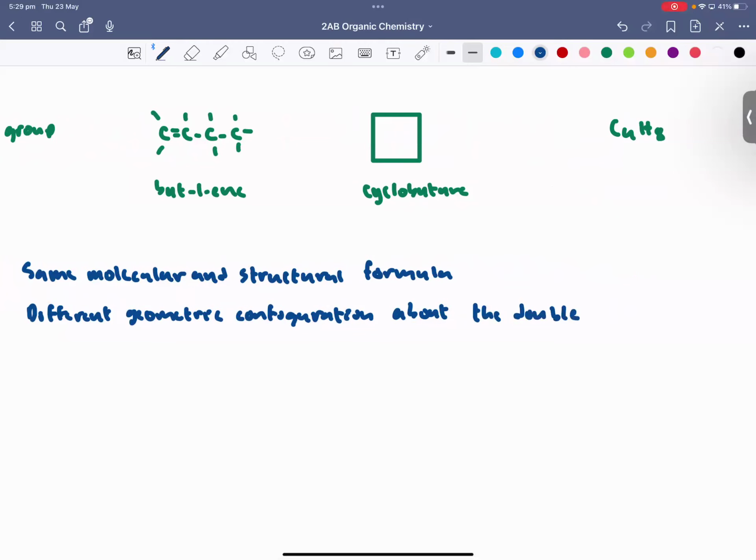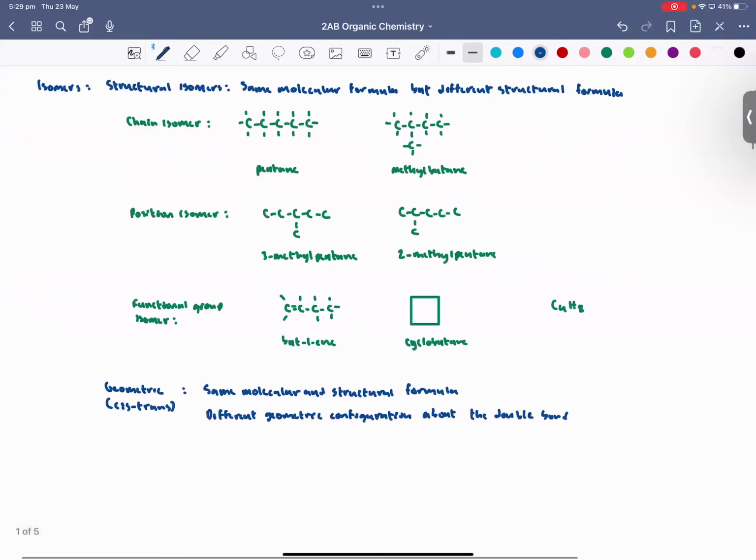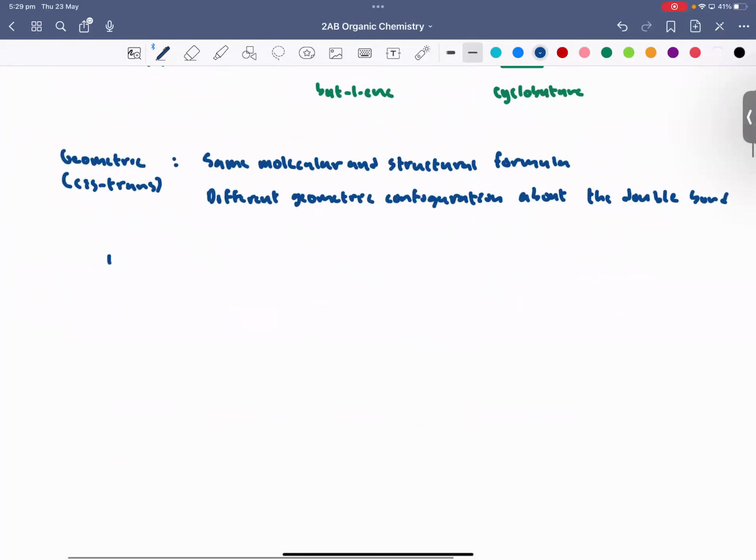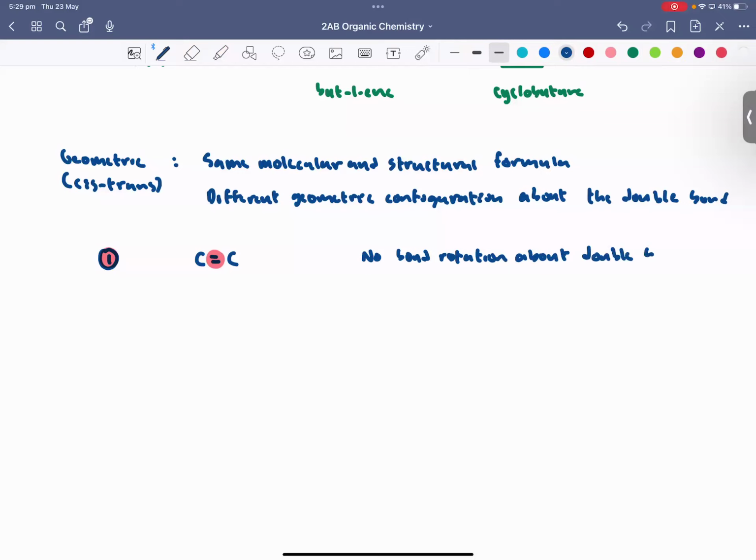There are two requirements for something to have cis trans isomerism. You must fulfill two requirements. Requirement number one for geometric isomerism is you must have the double bond. No double bond, no geometric isomerism. And what's so special about the double bond? There is no bond rotation around the double bond. So that is requirement number one. It has to be an alkene, otherwise you can't have geometric isomerism.